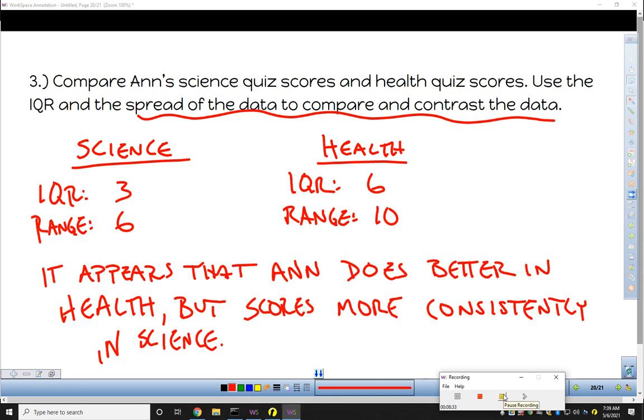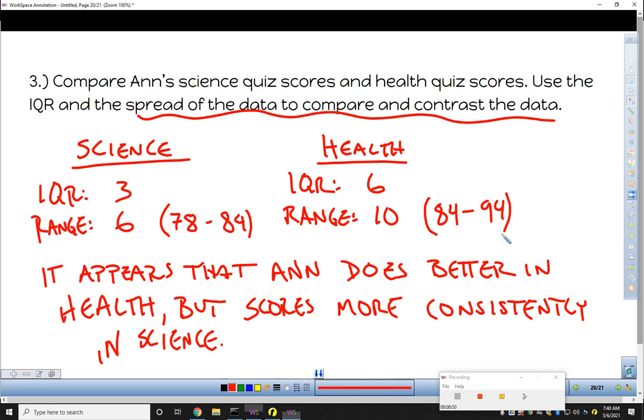Okay. I pulled some of this from a couple of the previous slides if you need to back up to verify. In science, the IQR is 3. That middle 50% of her scores was a difference of 3, and the range from the lowest to the highest score was 6 points. In health, her IQR was 6, and her range from the lowest to the highest was 10, so a little bit more spread out.